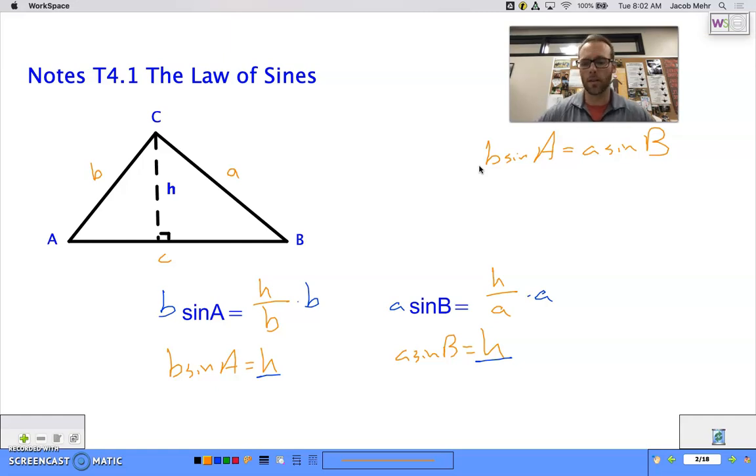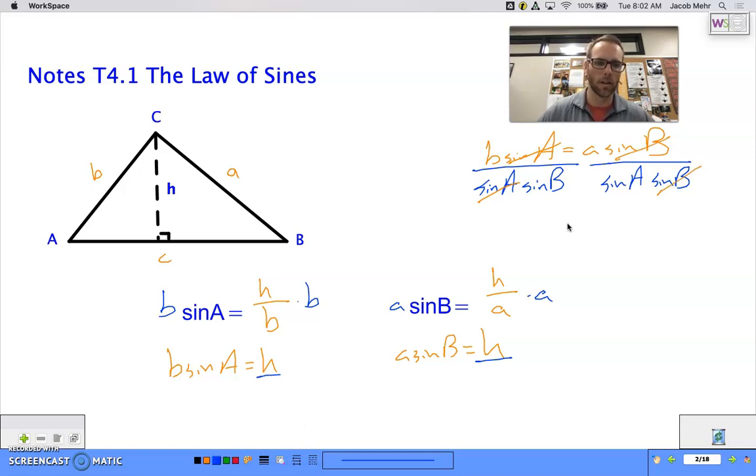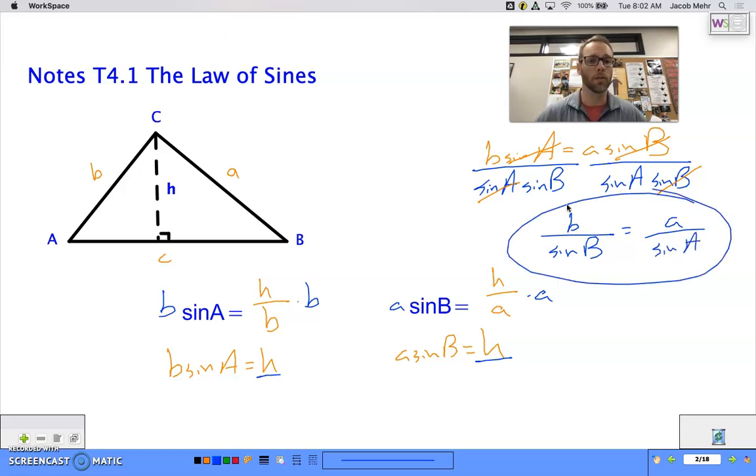And from this, we can derive our law of sines formula. I'm going to divide both sides by the sine of A, and I'm also going to divide both sides by the sine of B. Notice here the sine of A's cancel, over here the sine of B's cancel, and we get this equation: b over the sine of angle B equals a over the sine of angle A. We get a proportion. And that can actually be extended one more way.